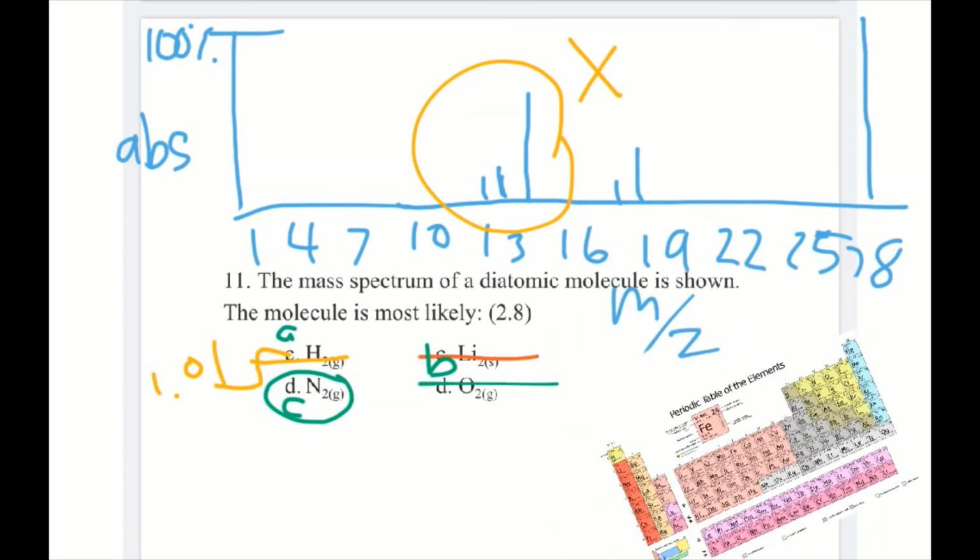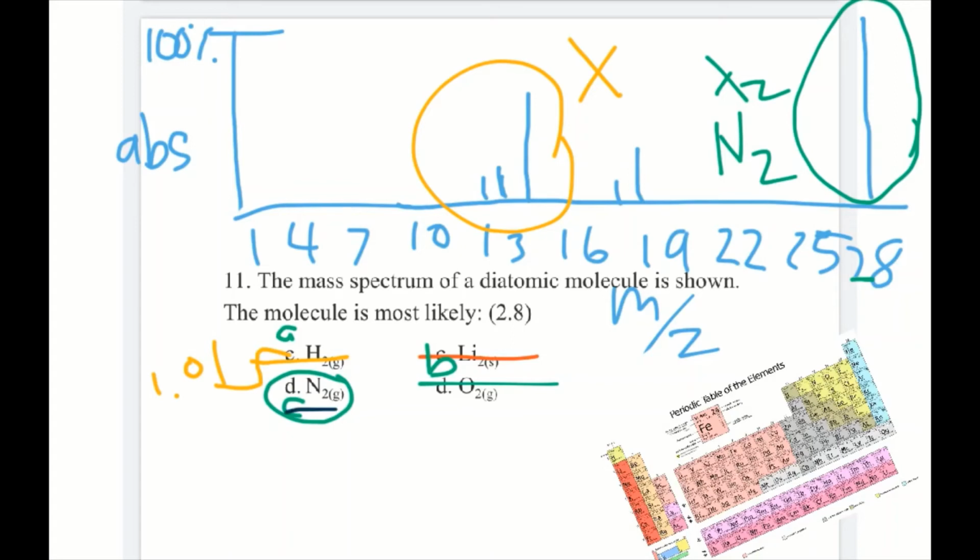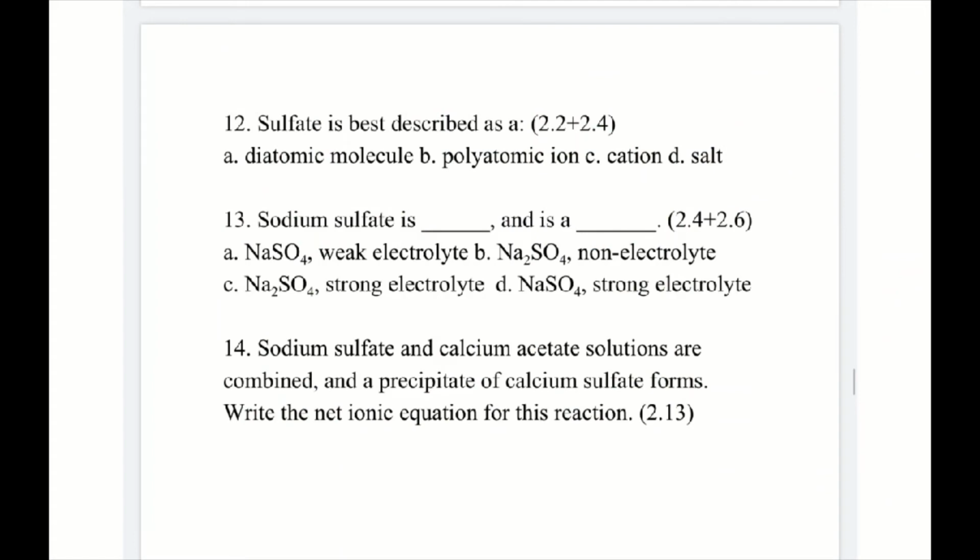And notice how 28, which is shown here, is composed of 2 atoms, or X2. In this case, it's N2 gas. And notice how the molar mass, or the average atomic mass for nitrogen gas, which is N2, is 14.01 times 2, which is 28. So the element that best fits this spectrum is nitrogen, and it's in the form of N2. Let's now move on to the next 3.